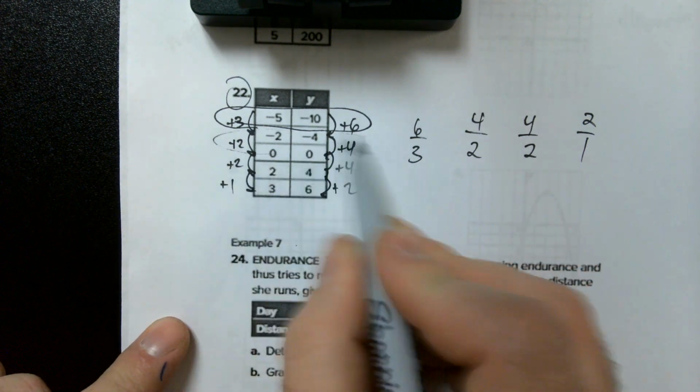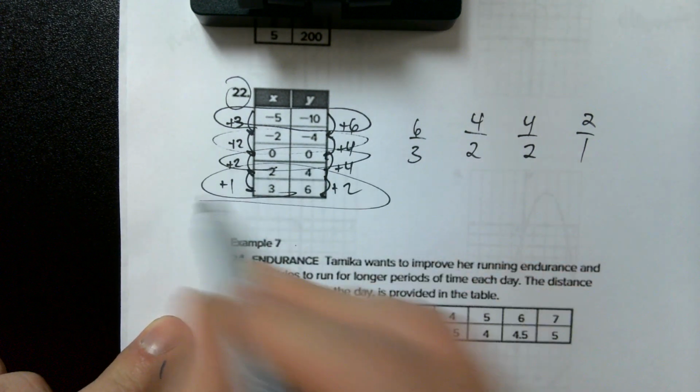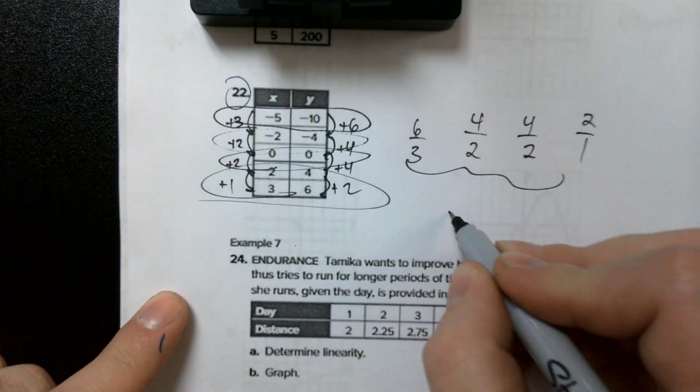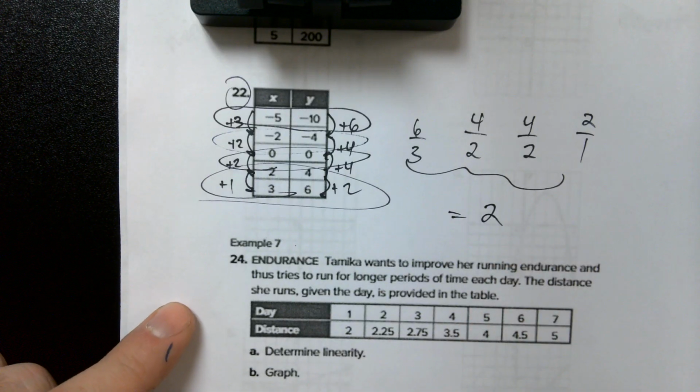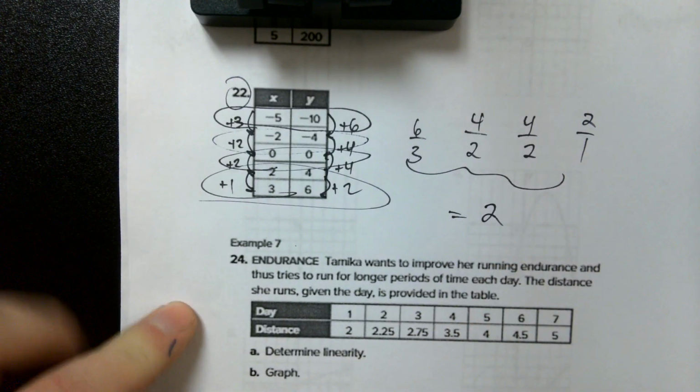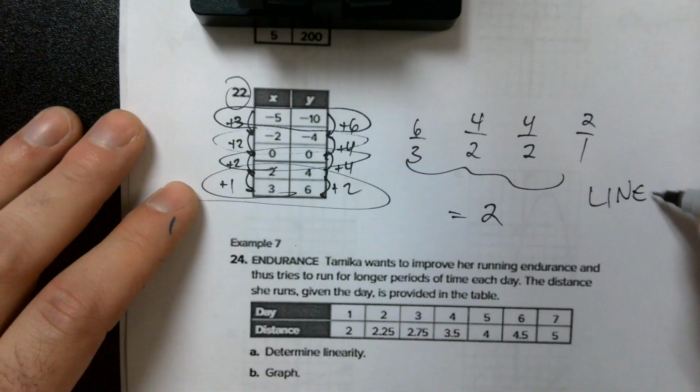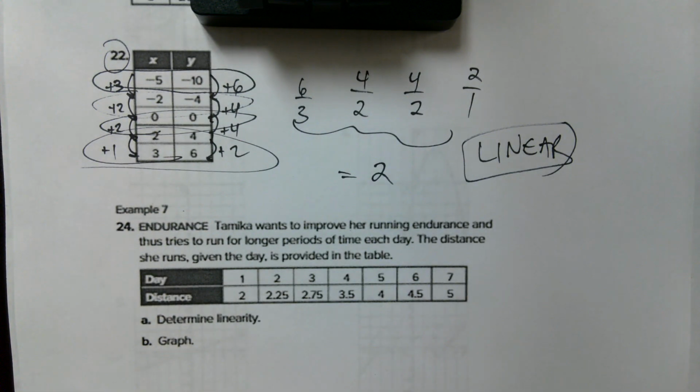Well, let's put all these changes over each other. 6 over 3, 4 over 2, 4 over 2, 2 over 1. What do all of these equal? 2. That is a constant change in y over x. This is linear. Give me a thumbs up. You got linear for number 22. Good.